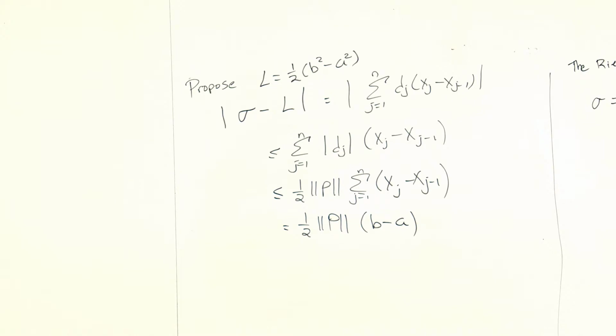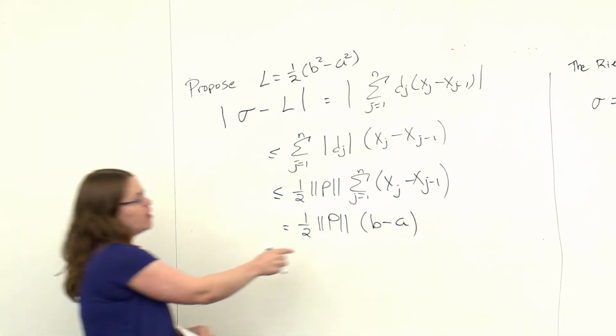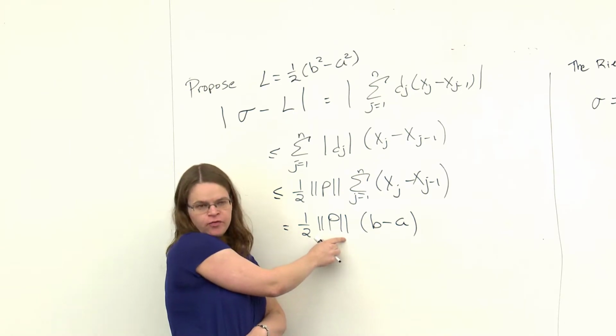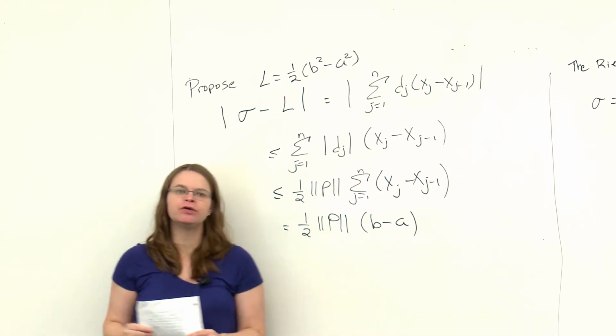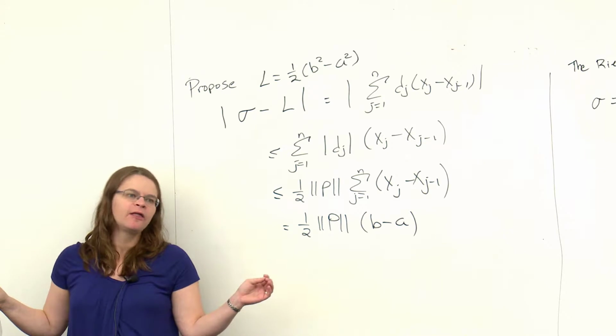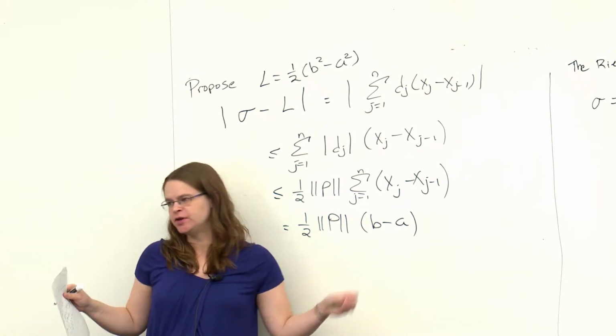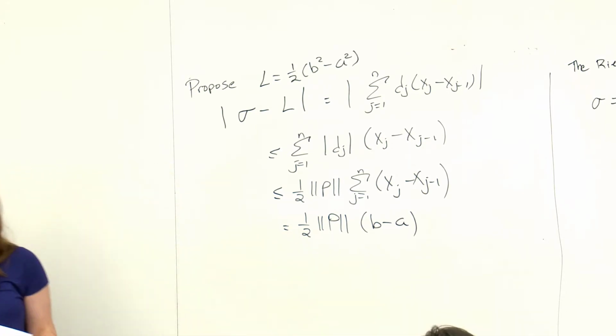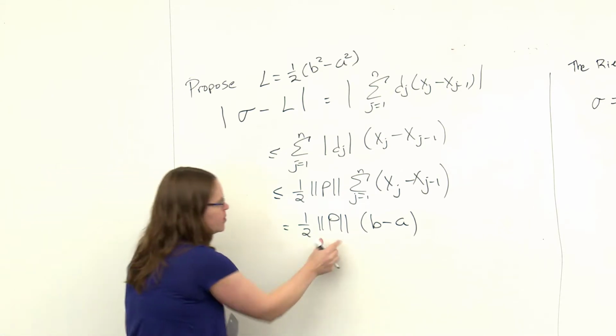Hey, can we make this less than epsilon? Sure we can, right? As long as the partition size is small enough. We're not asking for any particular choice of partition, or that it be uniform, or that points be chosen in a particular place, or the C's be chosen in a particular place. All we're going to ask is that the norm is small enough.